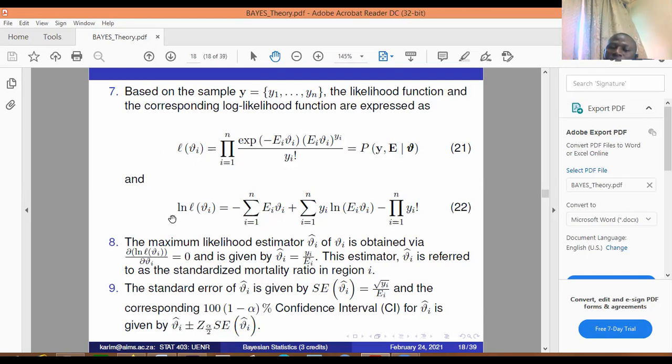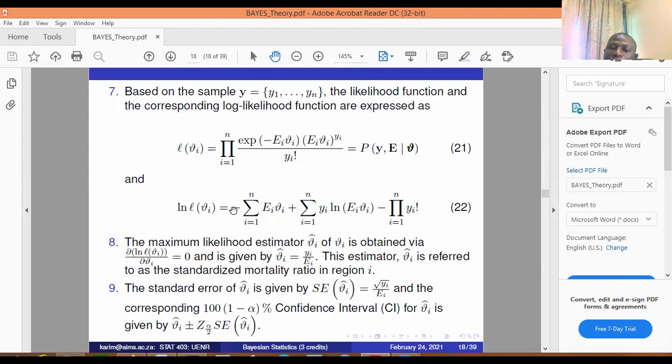Now, if we take the log likelihood, the natural log of the likelihood function, then remember, we are going to have this multiplied by itself up to n times. So if we do that, we are going to have a summation here, because we'll be having exponent of this times exponent of that. So we sum them, and then that is the part here. And then here, we are going to sum the y's.